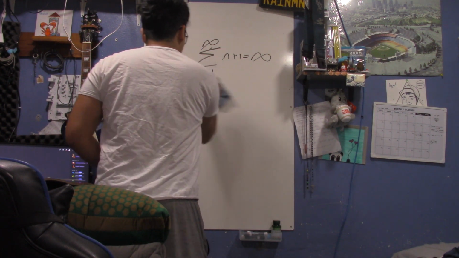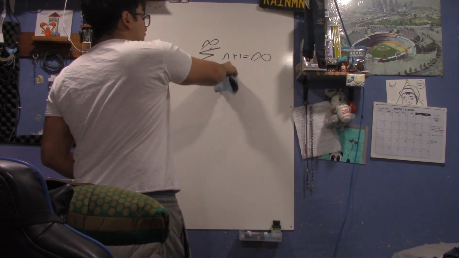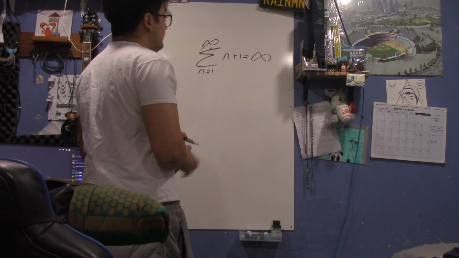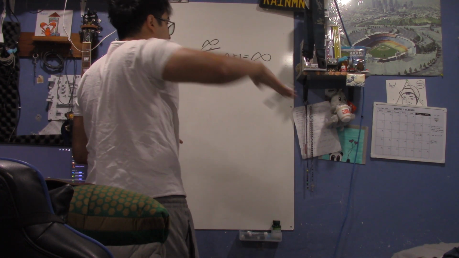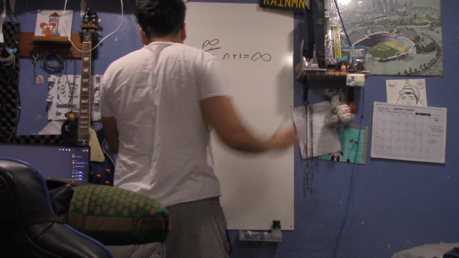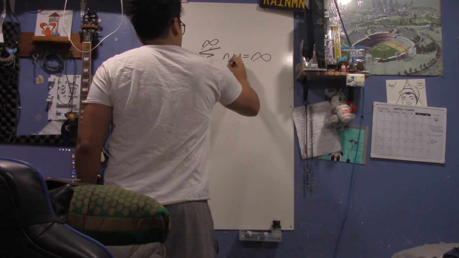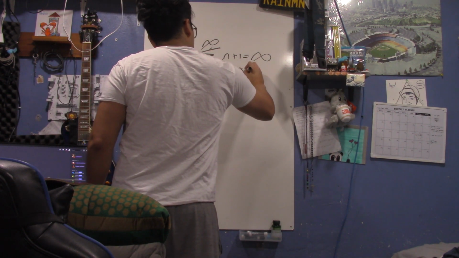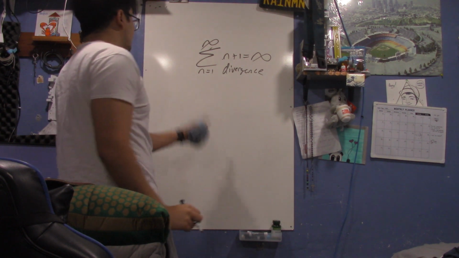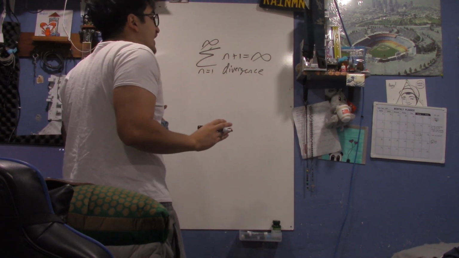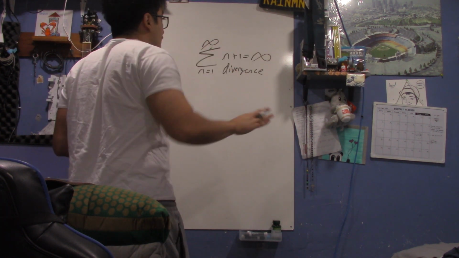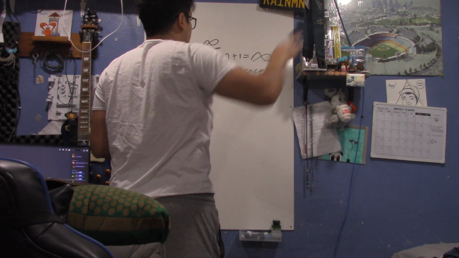So, as you can tell, when a series approaches infinity, and it doesn't go to a singular value, it just keeps going up forever, this is what we call divergence. Divergence means that it does not approach a singular value. It just keeps either changing or it goes on forever into infinity.